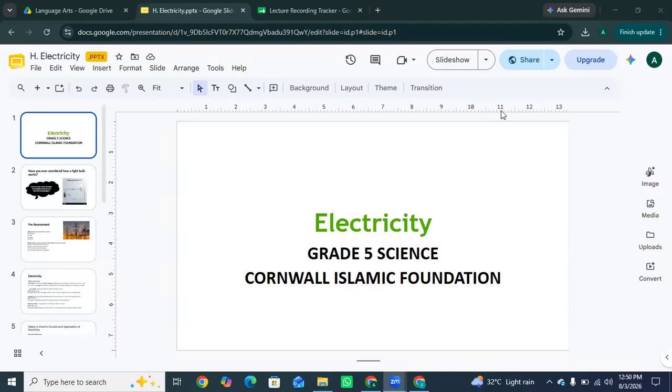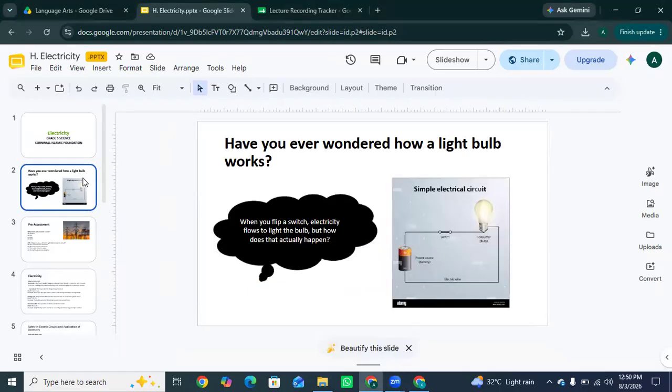Hey students, so today we are going to discuss the topic of electricity. Have you ever wondered how a light bulb works? Like when you flip a switch, electricity flows to light the bulb, but how does that actually happen?